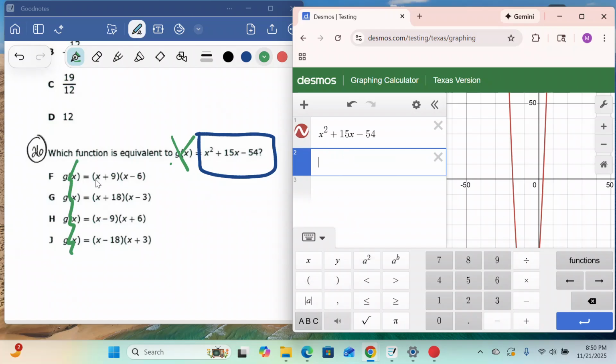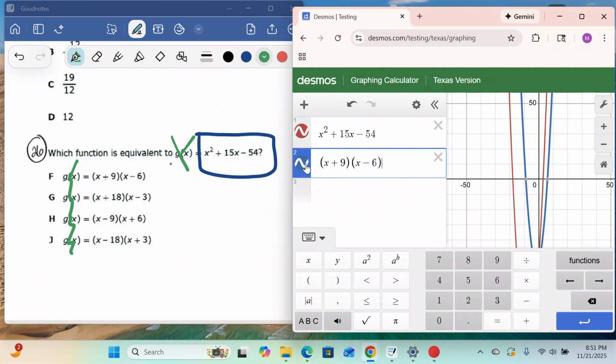So once again, let's input the first one. We're going to go ahead and put x plus 9, close parentheses, x minus 6, close parentheses, and automatically you can already see it. I have to make sure my inputting is correct on both of them, because remember I did the last one and inputted it wrong. So automatically this one is incorrect.